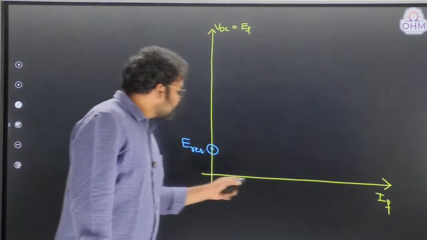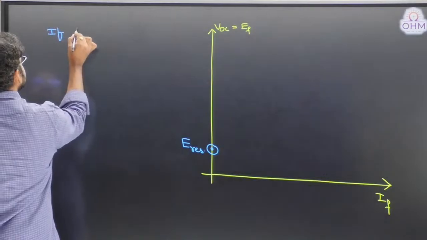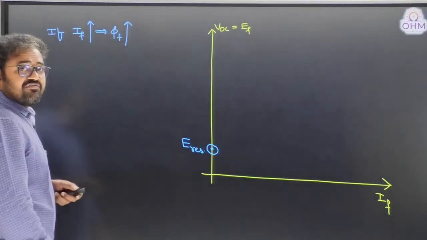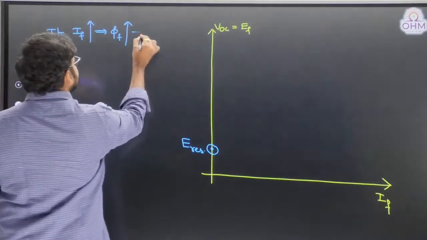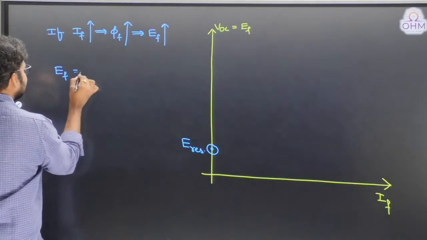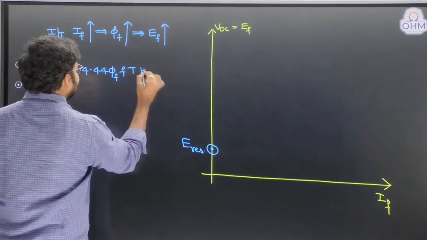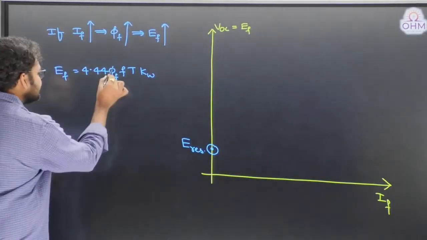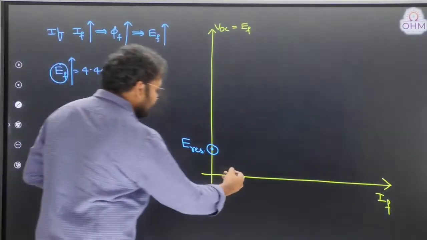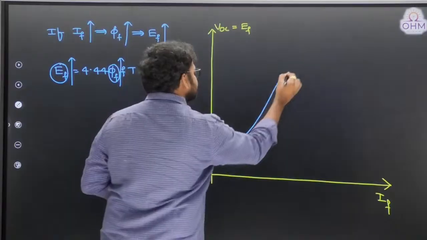Next, what happens if I increase the field current? If field current increases, obviously field flux will increase. Whenever field flux increases, can I say generated EMF value will also increase? Why? Because we have the EMF formula directly. What is the formula for EMF? 4.44 into field flux into frequency into number of turns into winding factor. So whenever this field flux is increasing, automatically this EMF also increases. Therefore, as the x-axis field current is increasing, this y-axis EMF will be gradually increased like this.